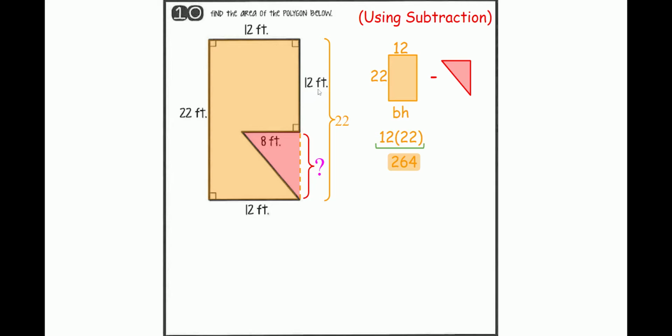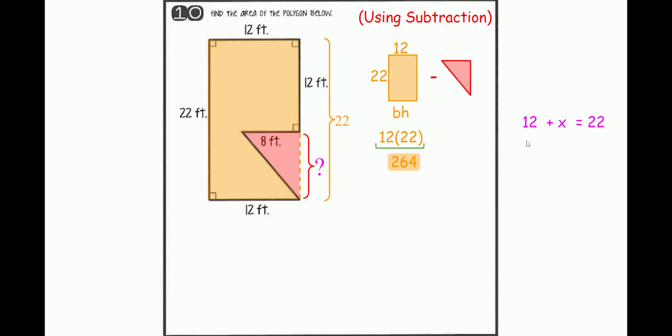So I'm going to use some algebra. You may be able to do it in your head and figure it out, but I'm going to show you how to do it algebraically. So we know that this 12 feet piece plus this missing piece is going to equal 22, because this plus that is going to equal this whole thing. So instead of using the question mark, I'm going to refer to it as x. So 12 plus x is going to equal 22.